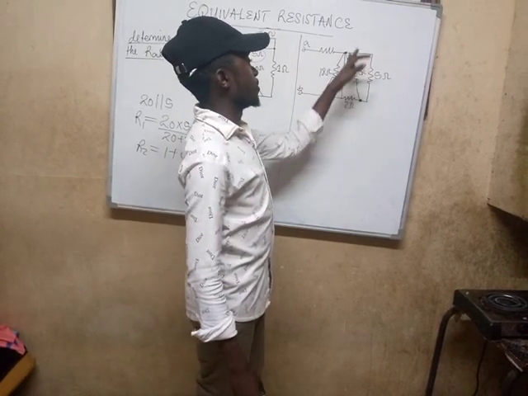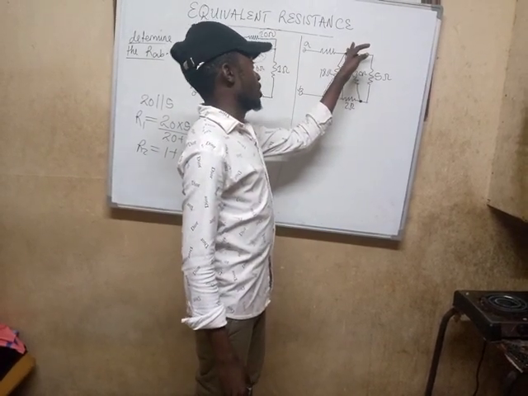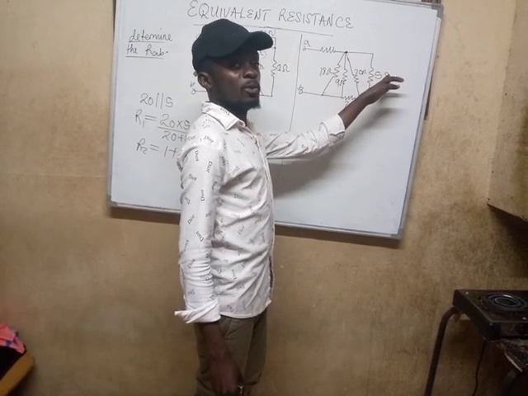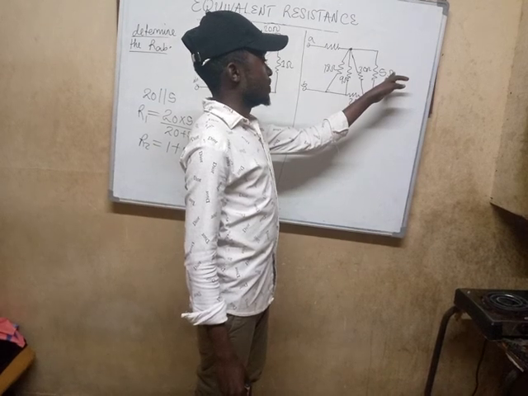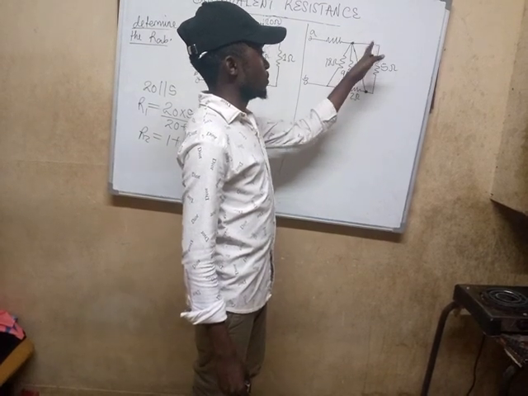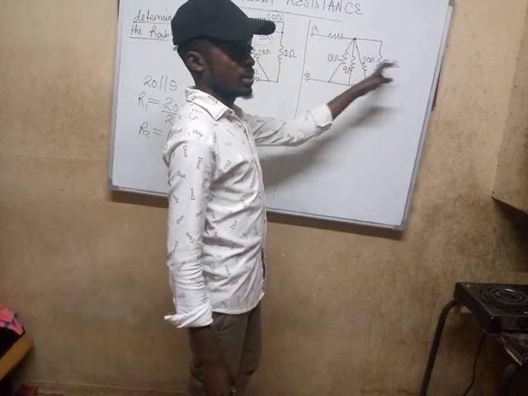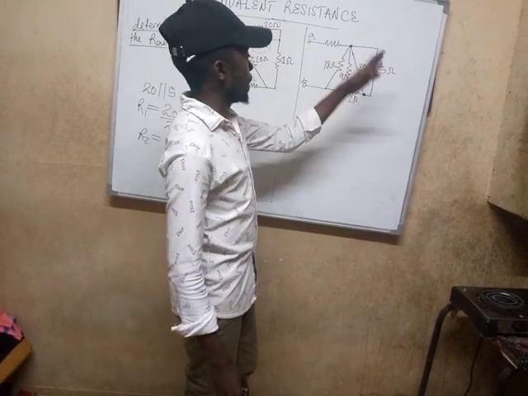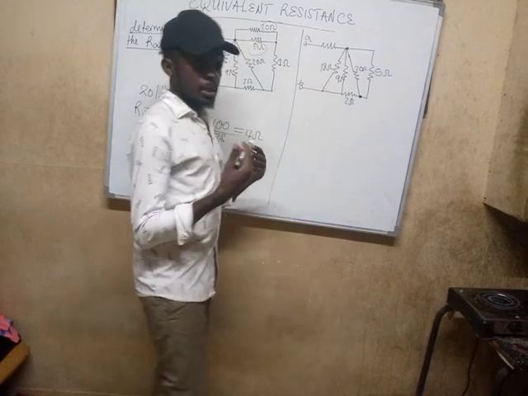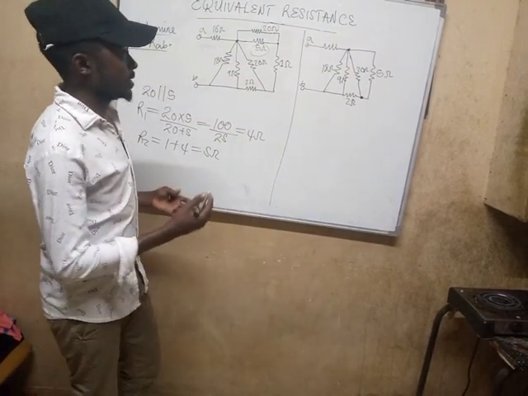At the same time, it is connected to this node, where the 5 ohms resistor is also connected. So the meaning is that these two resistors are connected to the same two nodes. So they are in parallel. So we can perform the parallel arrangement.